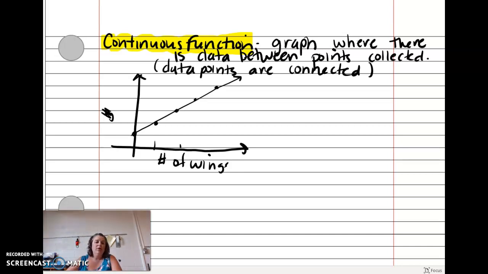Okay, I'm going to stop here. We're going to have to do function notation next. So part 2.